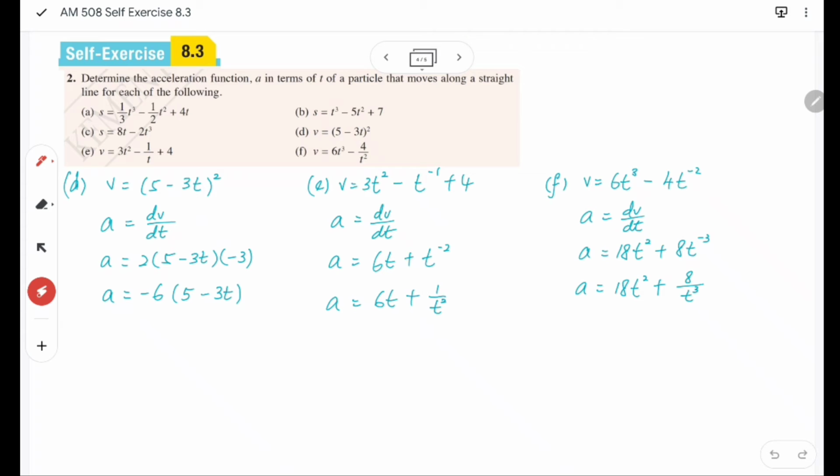For V equals 6t cubed minus 4t squared minus 4 over t squared. So again, the 4 over t squared becomes 4 times t to the power of negative 2.